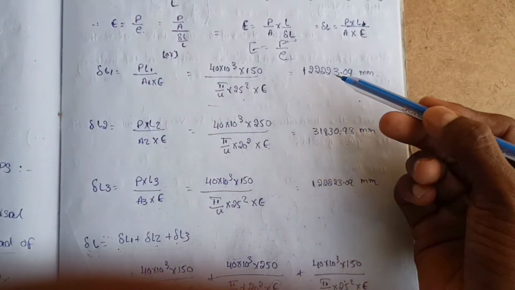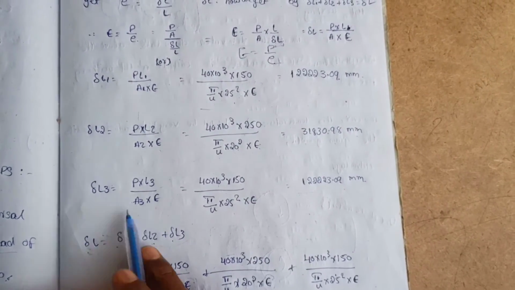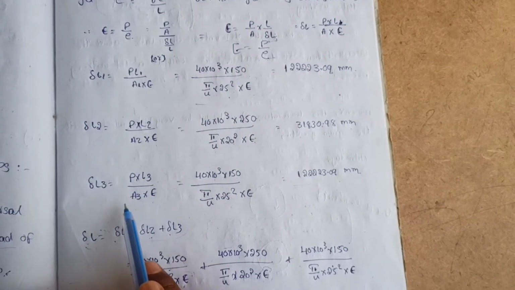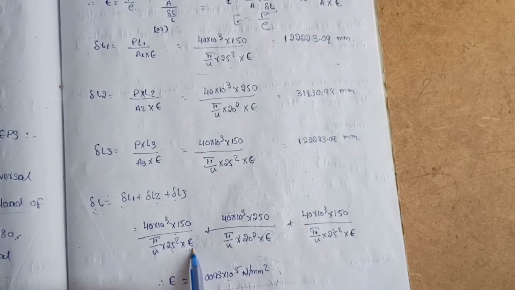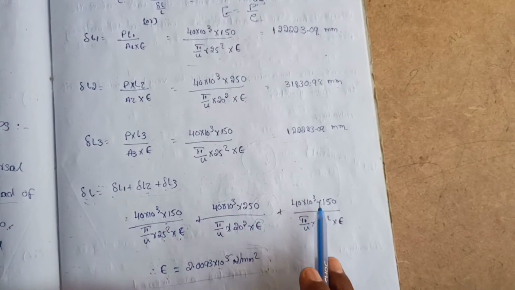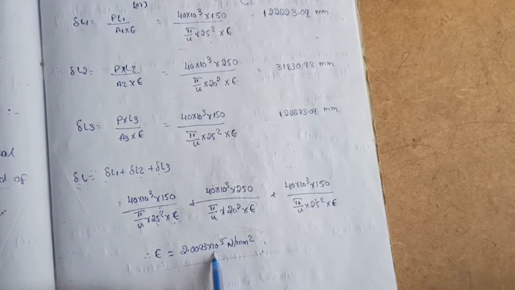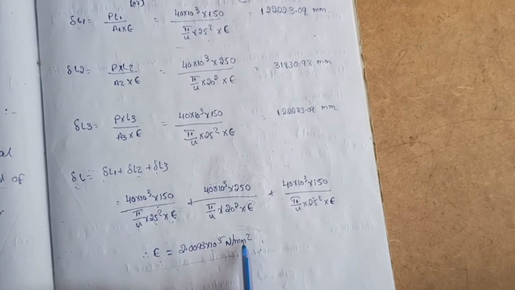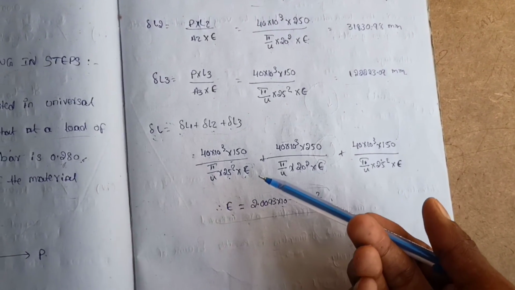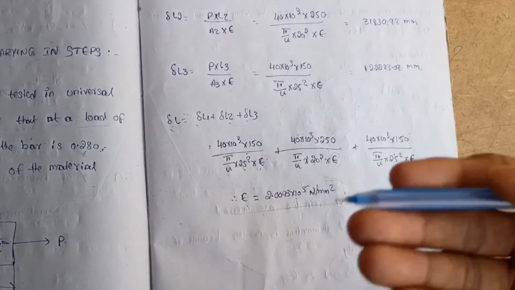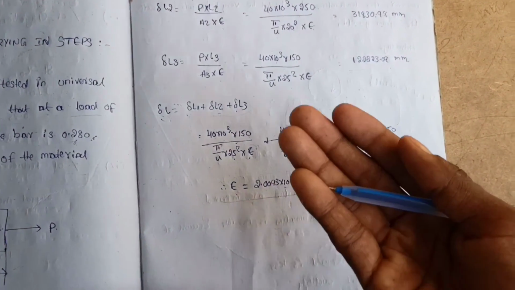If we add all three answers, delta L is nothing but delta L1 plus delta L2 plus delta L3. We don't know the E value, so if we substitute all the values we get E as 2.0093 into 10 to the power of 5 Newton per mm square. This is the answer. So we find it easily. We are not using any different formulas, only the stress, strain and Young's modulus formulas till now.